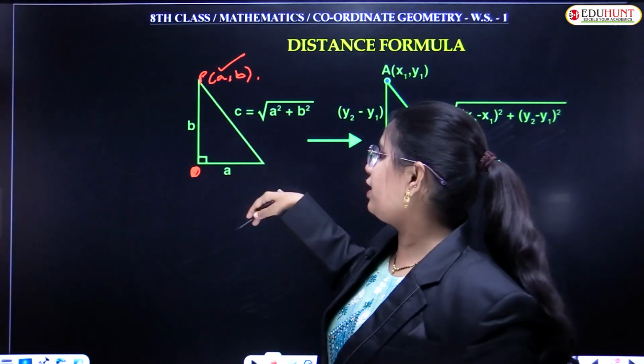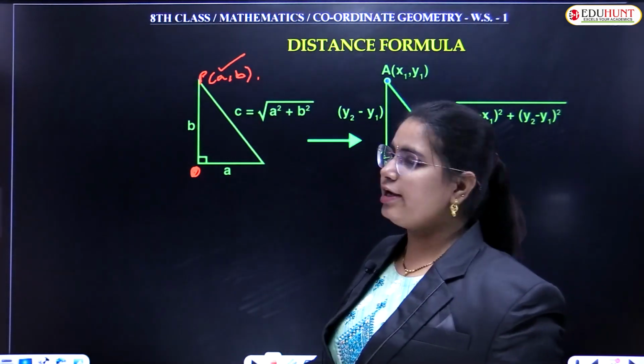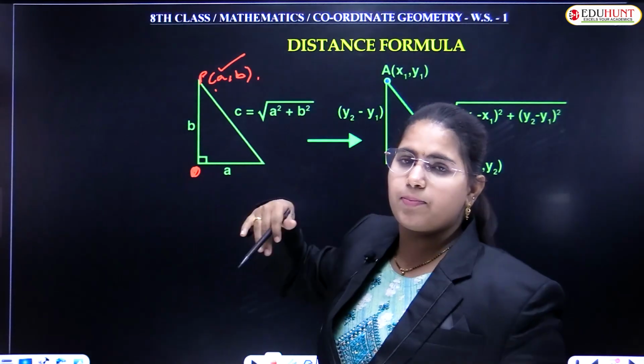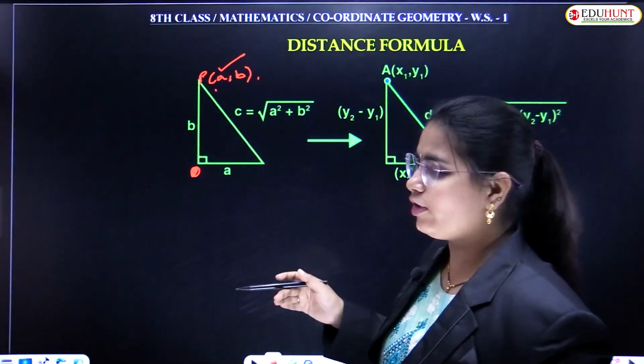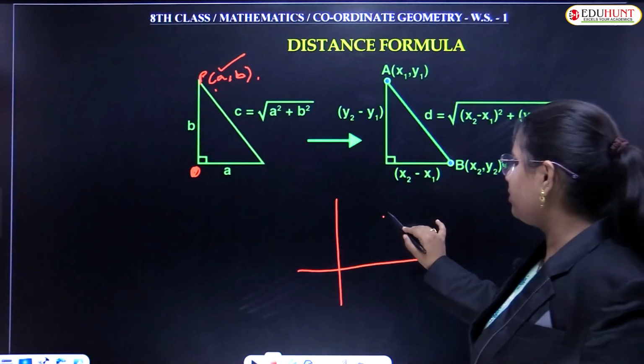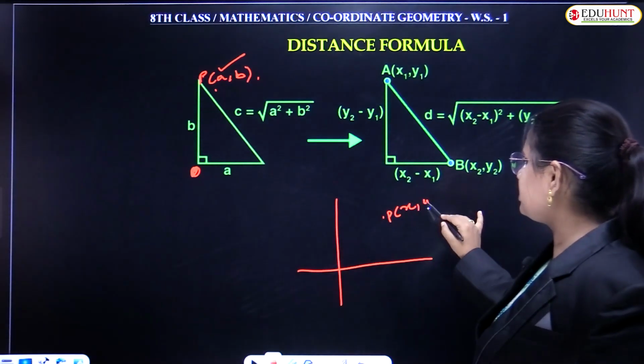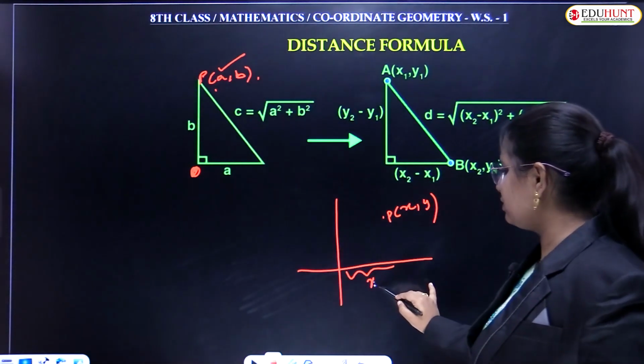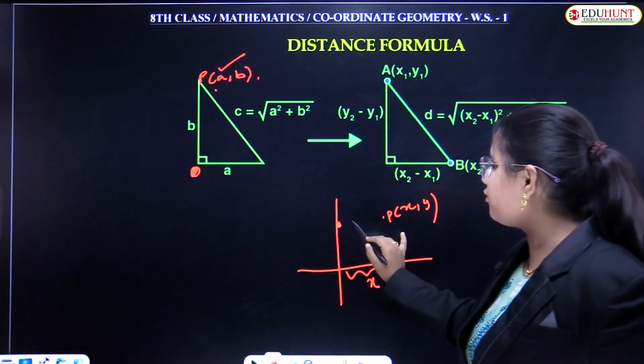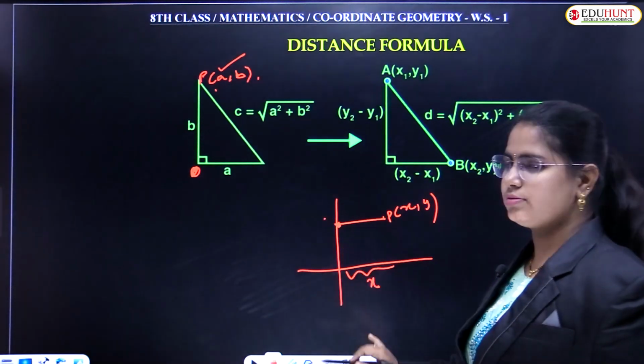The perpendicular distance of a point P from the y-axis. I told you like this, P x comma y. What does this mean? This value takes x. The perpendicular distance of point P from the y-axis.